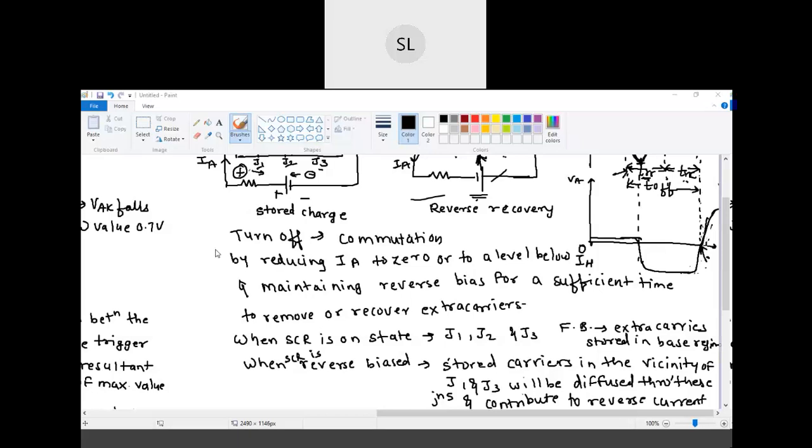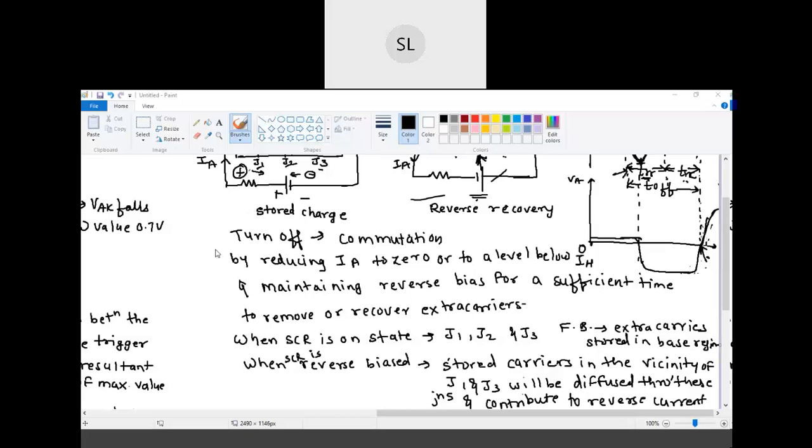So there are various techniques to commutate this conducting thyristor that we will study in the second unit. How to turn on this SCR with the help of external circuitry, as well as how to turn off this SCR using external circuitry. That is called firing techniques and commutation techniques.